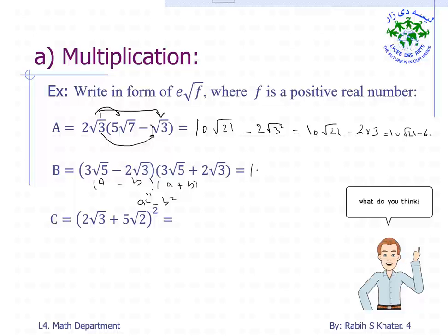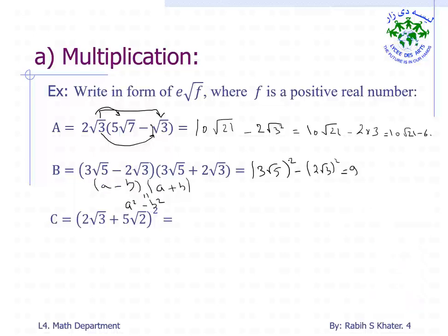So here we can write 3 radical 5 all squared minus 2 radical 3 all squared. Now distribute the power over the first parenthesis to get 9, and radical 5 squared is 5, minus, for the 2, we get 2 squared, which is 4, times radical 3 squared is 3, so 45 minus 12, thus B would be equal to 33.